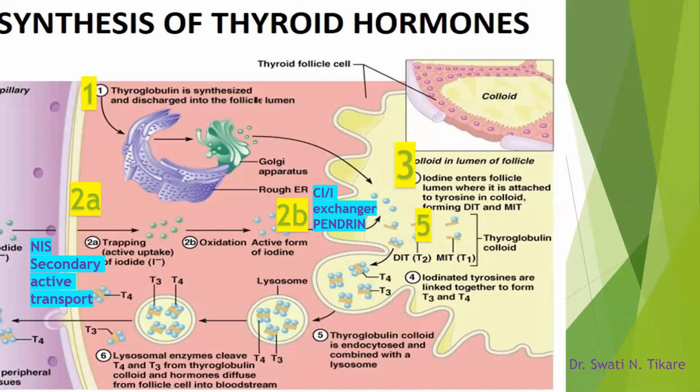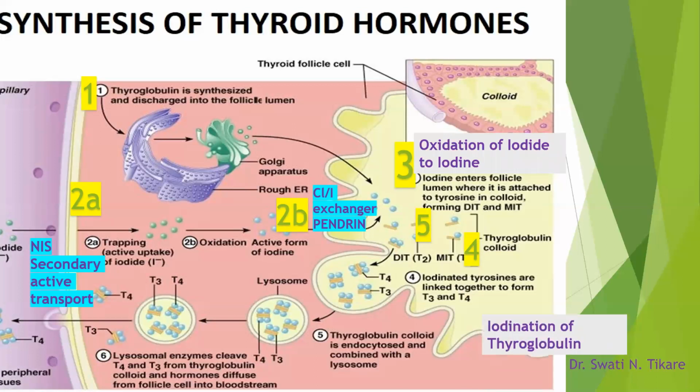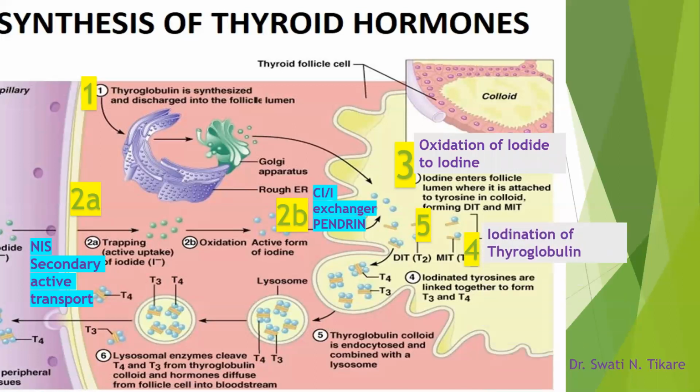Now, the third step is oxidation of iodide to iodine. So, within the colloid, the iodide is getting converted to iodine. The fourth step is the incorporation of this iodine into the thyroglobulin. Okay, iodination of thyroglobulin. So the tyrosine becomes iodinated at one place.